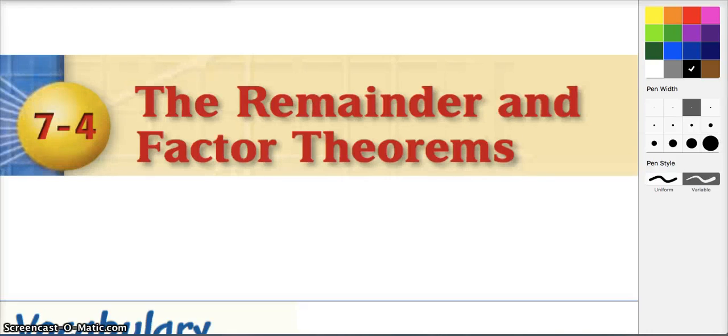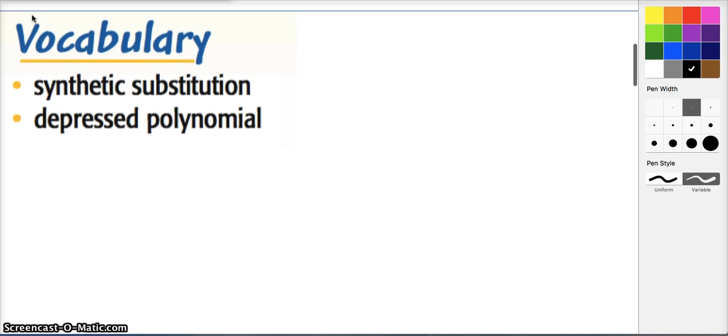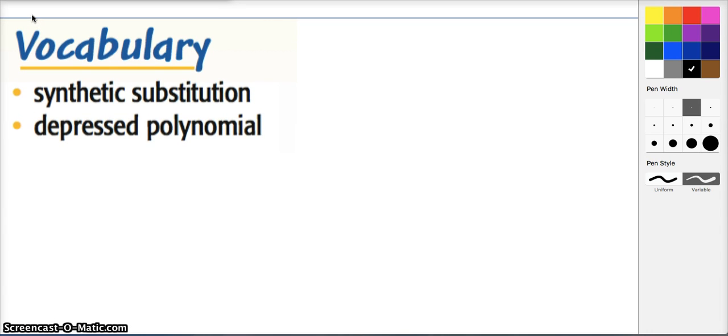Hey, Algebra 2 friends, here we are looking at section 7.4, the remainder and factor theorem. These are big deal theorems in algebra, pre-calculus, and all of that stuff. So let's get started: synthetic substitution and a depressed polynomial.